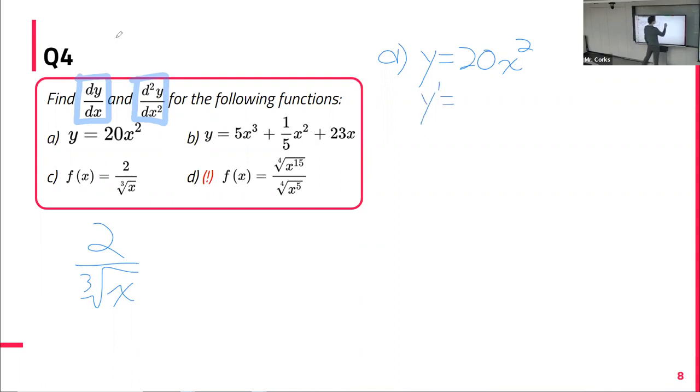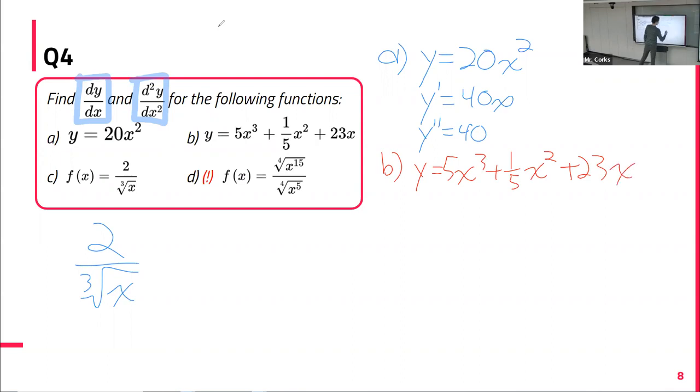So what is our first derivative here? 40x, and second derivative, just 40. So using our power rule, nothing special happening there. Second one, y is 5x cubed plus 1 over 5x squared plus 23x. What is our first derivative? 15x squared plus 2 over 5x plus 23. Just using our sum rule now, do each derivative independently and then add them up afterward.